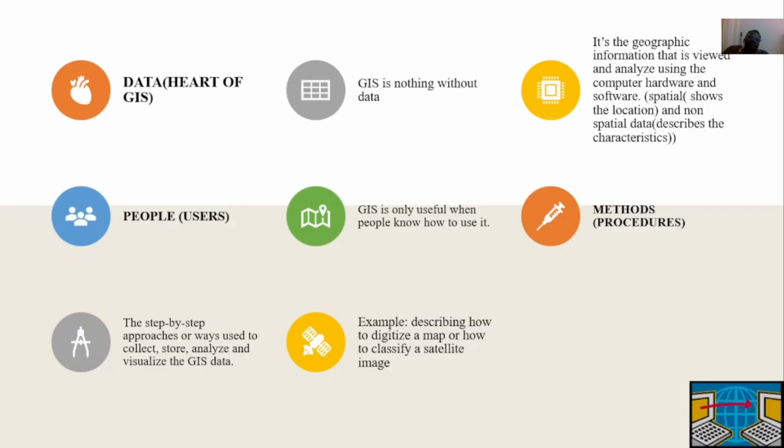And we have the people, as in the users. GIS is only useful when people know how to use it. And the methods or procedure. The methods or procedure are the step-by-step approaches or ways used to collect, store, analyze, and visualize the GIS data. So as I said earlier, an example is describing how to digitize a map or how to classify a satellite image.